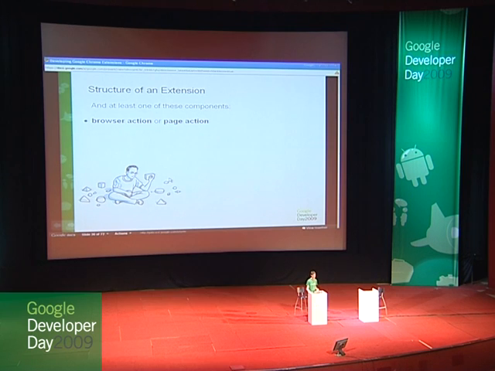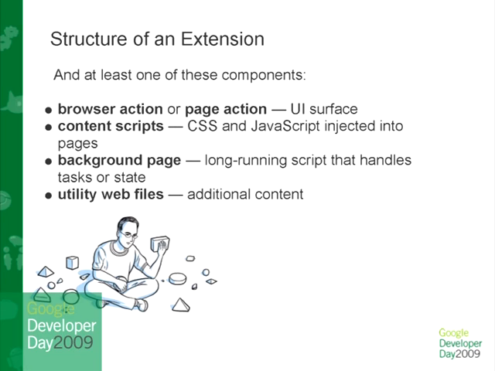The next component that we can have is a content script, which is CSS or JavaScript that gets injected into any page that a user browses to. And again, we saw an example of this with the QR code generator where it was injecting both CSS and JavaScript into the contents of pages. So this is similar to user scripts on other browsers.